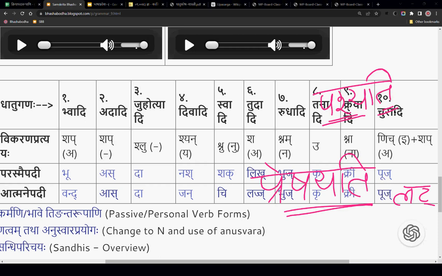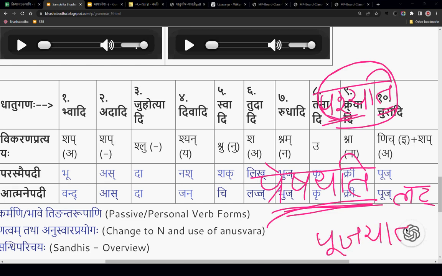There is no vishesha vikarana. It's not like gachati, khadati, like that. But this one, preshayati, looks like what? What are the other common kriyapadas we know? Chorayati, pujayati, kshalayati, suchayati, etc. So here yati is there. So in this pujayati, what is the dhatu?